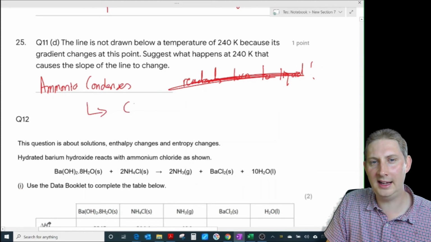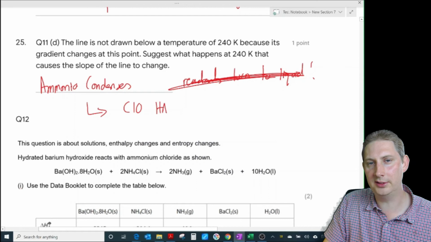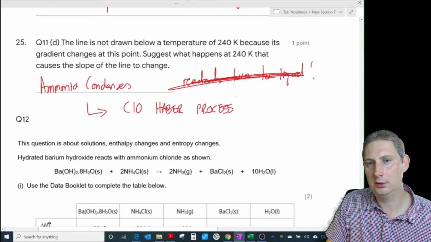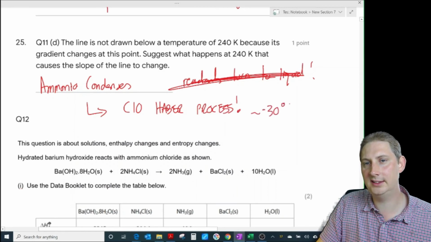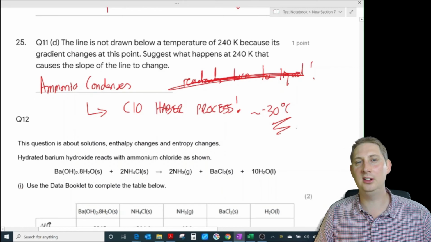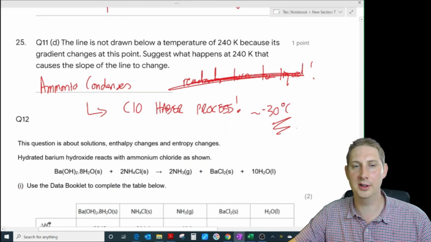So you need to look at C10, the Haber process, if you didn't know that. Ammonia cools at around minus 30 degrees C, and that is how it is removed from the Haber process.